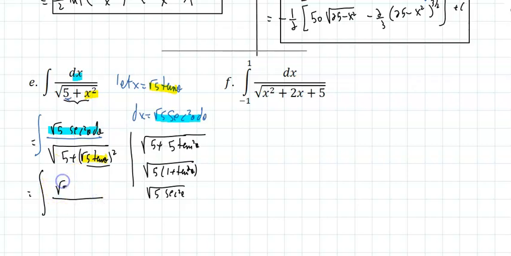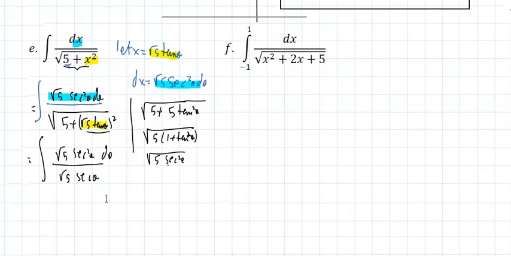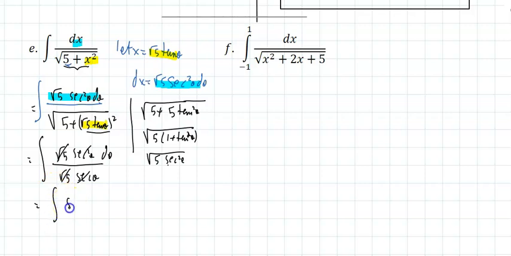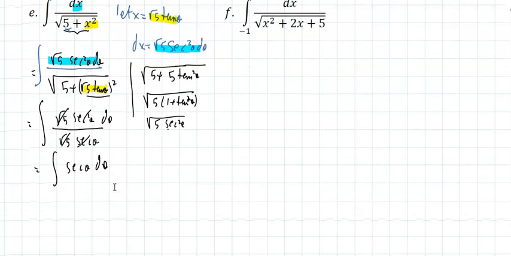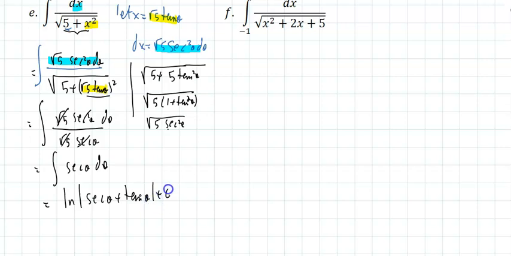The top is radical 5 secant squared of theta d theta. The denominator is radical 5 the secant of theta. Those cancel out, and this cancels one of those. I'm left with the integral of the secant of theta d theta, and that's why we had to do the trig integration before we got to this section. That's natural log of secant of theta plus tan of theta plus c.